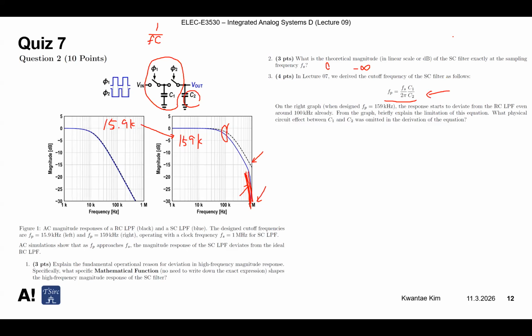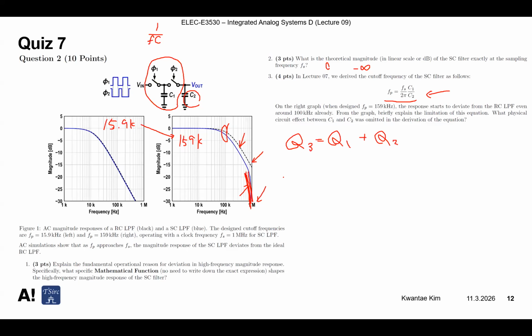If you remember, in lecture 8 we derived the more precise and accurate switched capacitor low pass filter cutoff frequency equation, and we showed the simulation result more precisely follows this RC low pass filter curve. So the answer is we ignored the loading effect of C2, or you can also think about it as charge sharing, which means Q3 equals Q1 plus Q2. Remember in the last lecture?